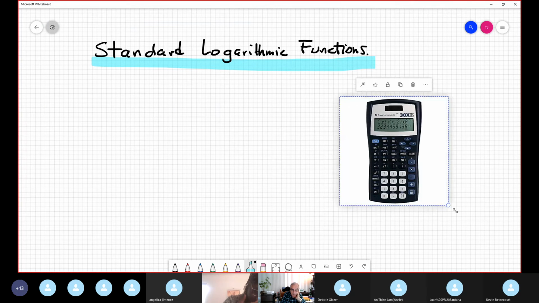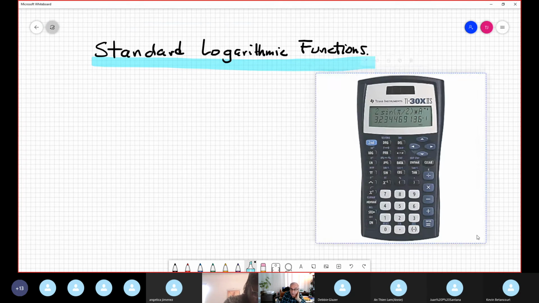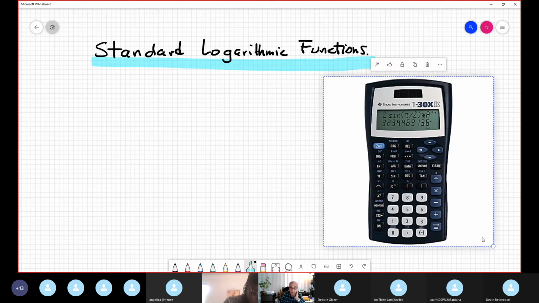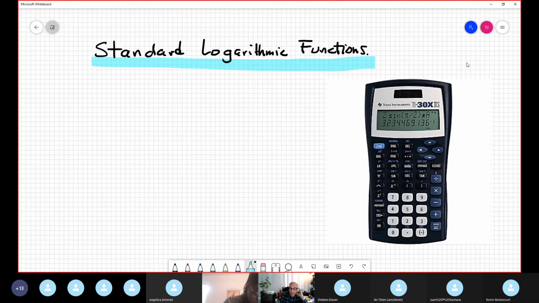Well, I have a lot of calculators. I have 1, 2, 3, 4, 5, 6, 7 calculators. But I recommend this calculator because it's easy. It's cheaper, $12.